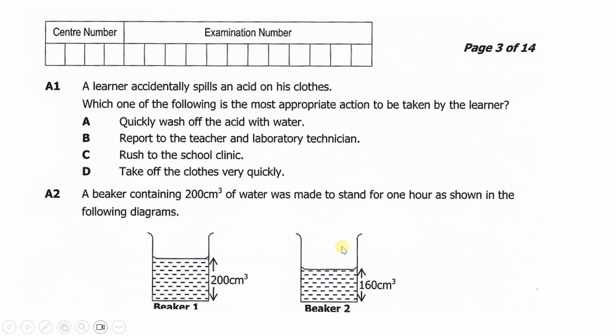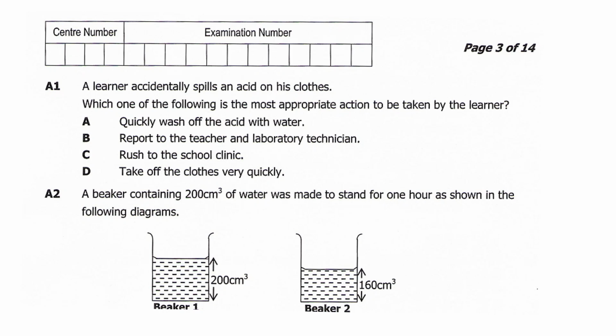Okay, so this is section A, which consists of 20 multiple choice questions. So A1 reads, a learner accidentally spills an acid on his clothes. Which of the following is the most appropriate action to be taken by the learner? A. Quickly wash off the acid with water. B. Report to the teacher and the laboratory technician. C. Rush to the school clinic. D. Take off the clothes very quickly.